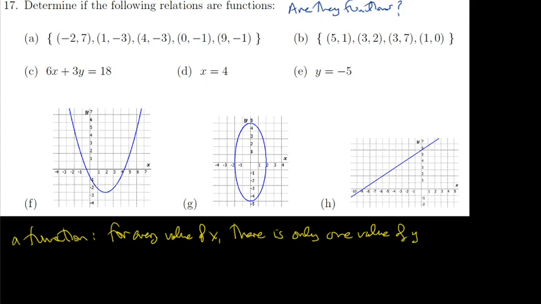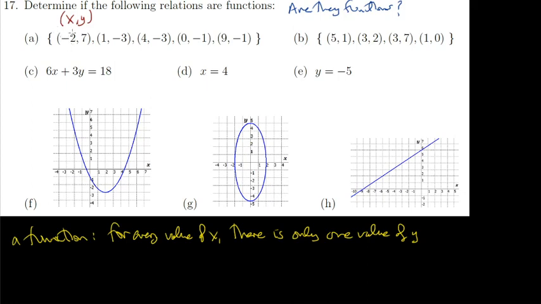Right? So in part A, you can see we have a list of ordered pairs, right? So these are just divided into x's and y's, right? X always comes first, and then y. So what we're looking for, right, do any of the x's repeat? If the x's repeat and give you a different y, then the answer would be no.